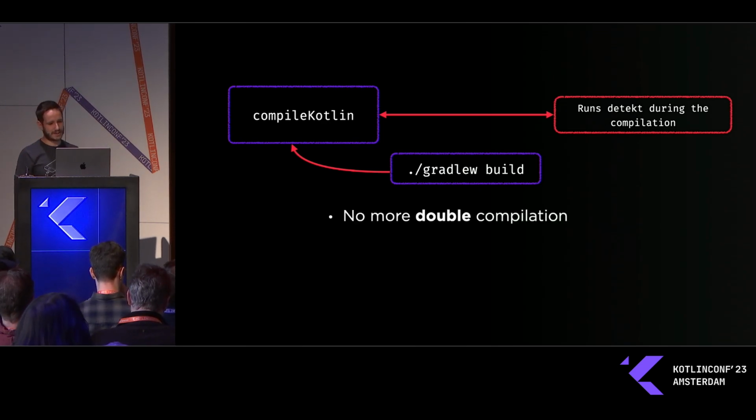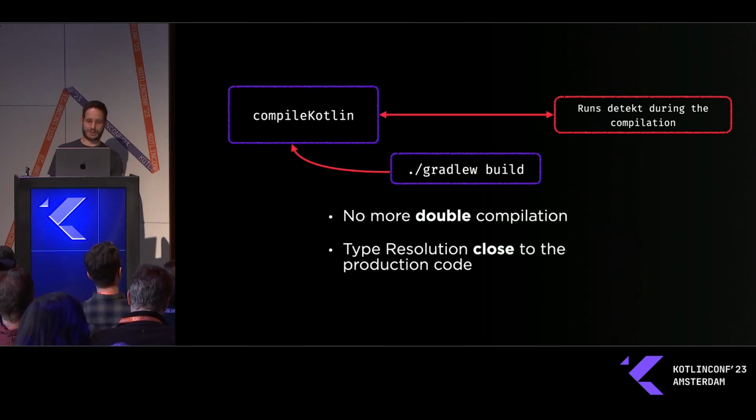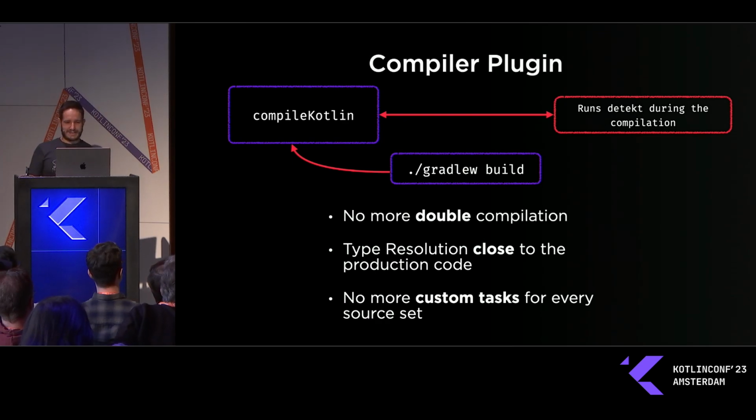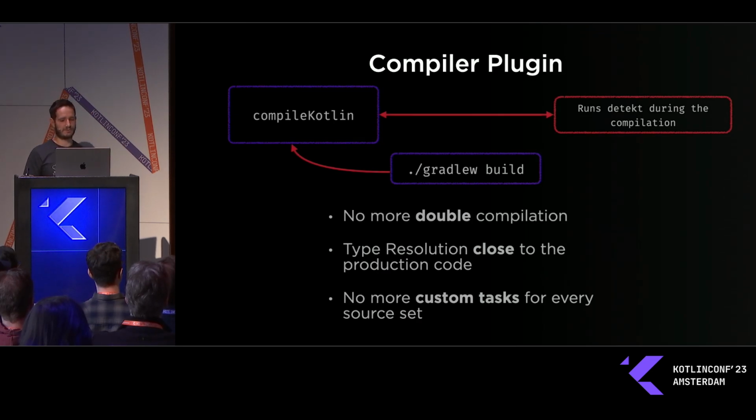So no more double compilation, everything will be faster, type resolution is close to the production code, which is great, and no more custom tasks for every source set. On multi-platform, it was really getting out of hand. And yeah, this is quite awesome, but it's experimental. We are looking for feedback. There are some drawbacks from using a compiler plugin rather than a plain Gradle plugin. So we would love to hear from you.